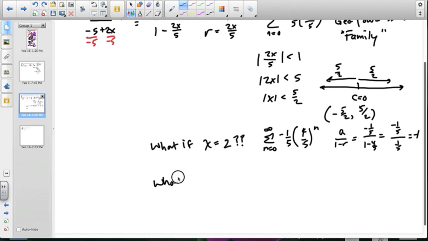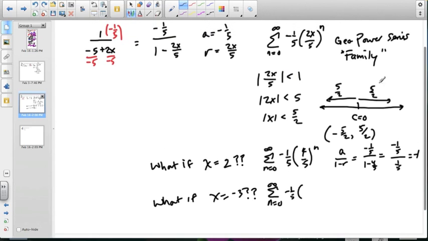What if x is a negative 3? Well, then we get the geometric series, negative 1/5 coming back up here. We get negative 2 times negative 3 is negative 6. So we get negative 6 over 5 to the n. Okay, the absolute value of r is 6/5. That's bigger than 1, so we know we have a divergent geometric series, so we don't sum it. I guess we could say the sum is infinity, because it's an infinite sum as these terms get bigger and bigger, but we don't typically find a sum.